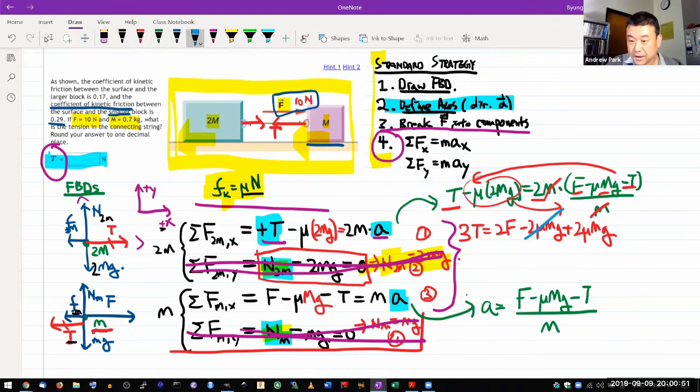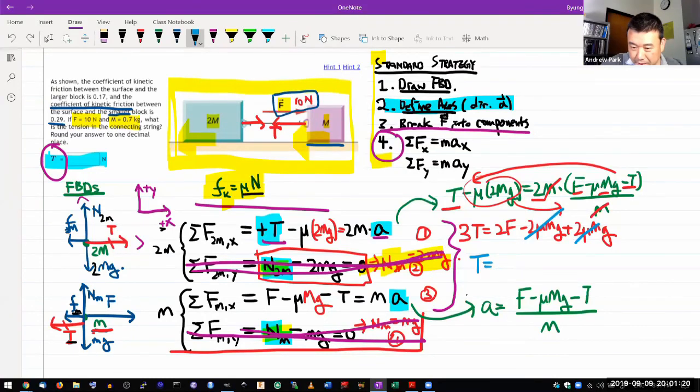These two cancel out. I don't think they had to, but they cancel out in our case. So we can solve for tension here. The tension works out to be 2/3 F. Oh wait, sorry, I made a small mistake. I'm pretty sure they don't cancel out.